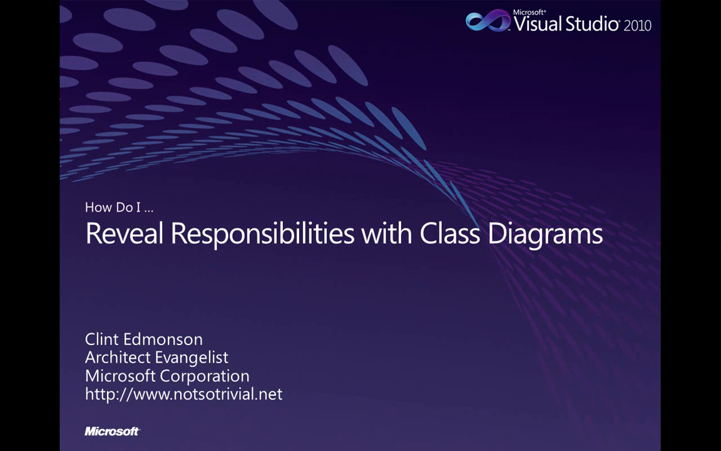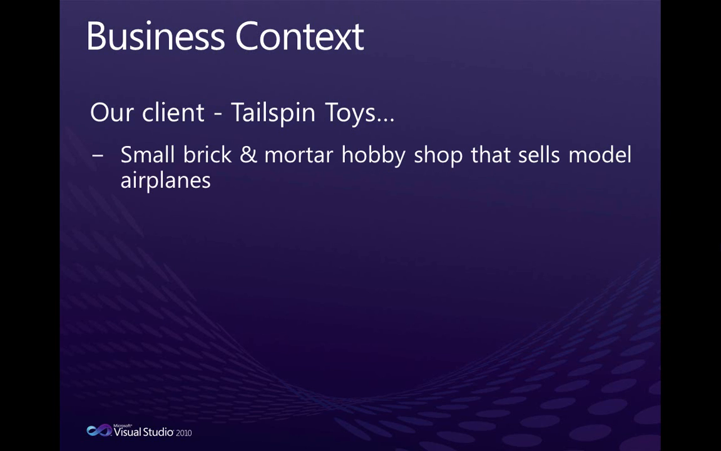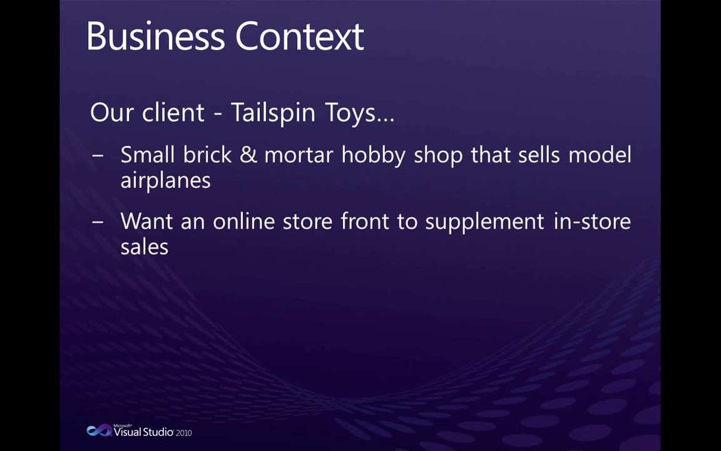In this screencast, we're going to continue where we left off in our sequence diagram screencast and learn how to reveal responsibilities with class diagrams. A quick reminder once again about our business context. Our client is Tailspin Toys, a small brick and mortar hobby shop that sells model airplanes, and they're looking for an online storefront to supplement in-store sales.